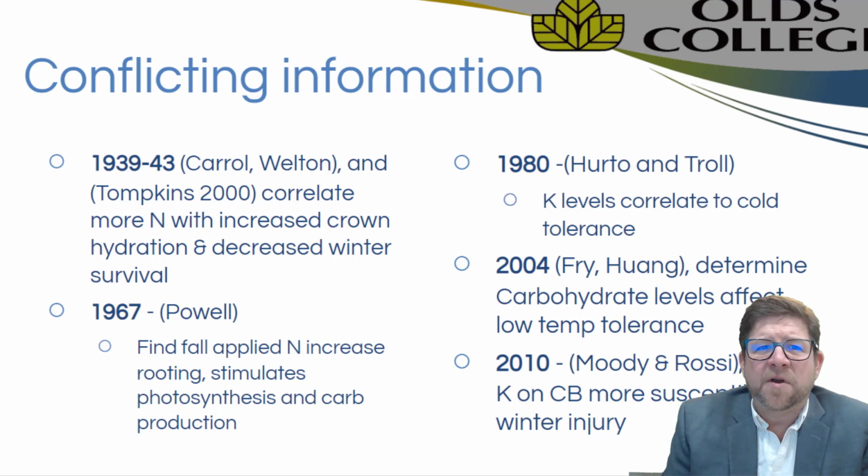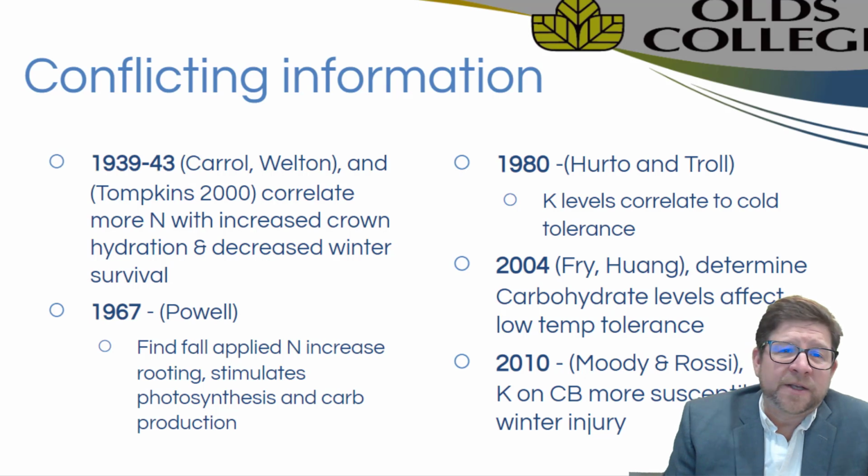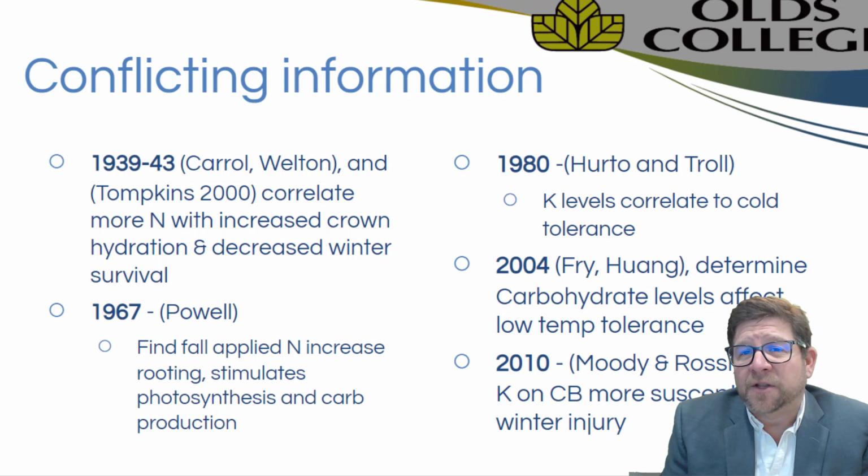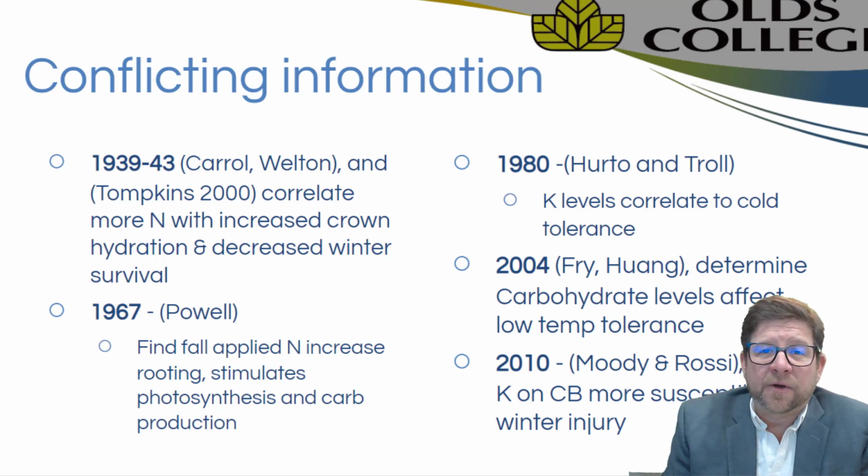Way back in 1943, we found a correlation between more nitrogen in the fall, increasing crown hydration, and subsequently decreased winter survival. As time went on, we found fall-applied nitrogen stimulated rooting and photosynthesis. You know, when we apply fertilizers in the fall and our grass stays nice and green, the expression of chlorophyll implies that, yeah, the plant's still working, it's still using it, even though we're not mowing it off. So our opinions or theories were that we were packing carbohydrate.